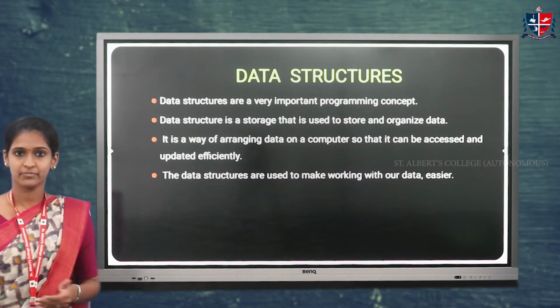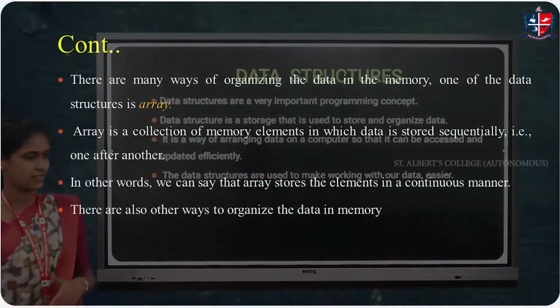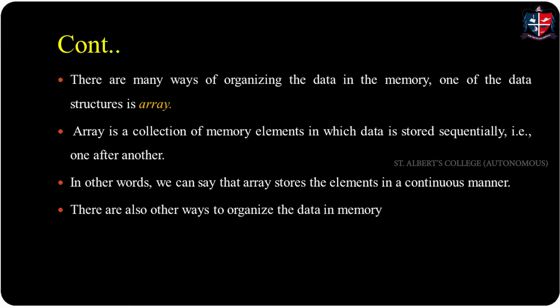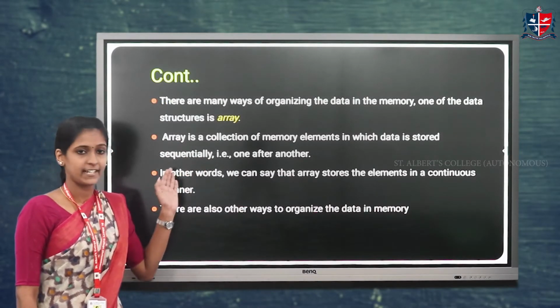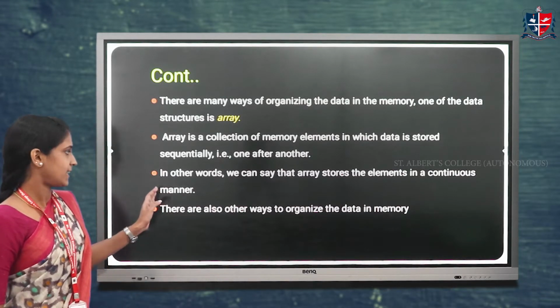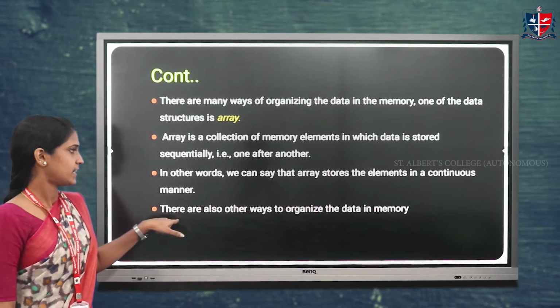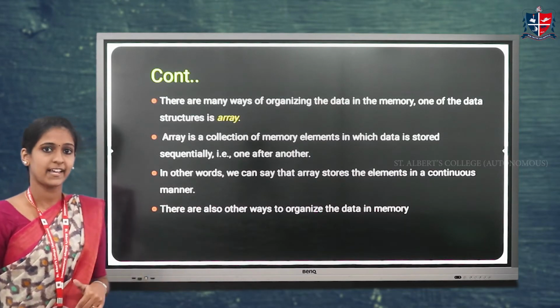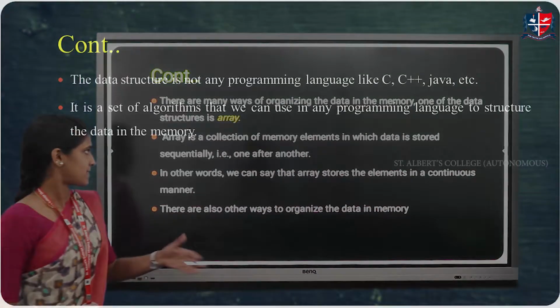There are different types of data structures available, such as array, linked list, queue, stack, etc. For example, an array is a continuous data memory. In that, the elements are stored in a continuous manner. There are other data structures like queue, stack and all, which we will discuss in the coming slides.